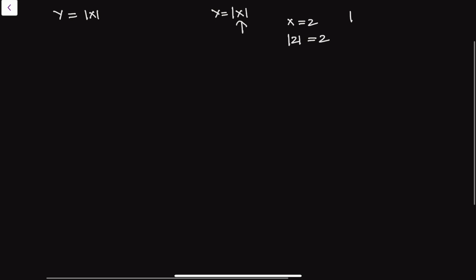So generally, what does the modulus function mean? Let's say I write y is equal to mod of x and I want to find the value of mod of x at x is equal to 2. Mod of 2 is just 2. If I find the value of mod of minus 2, it is also equal to 2. So the modulus function always talks about magnitude, so we forget about the positive or negative sign.